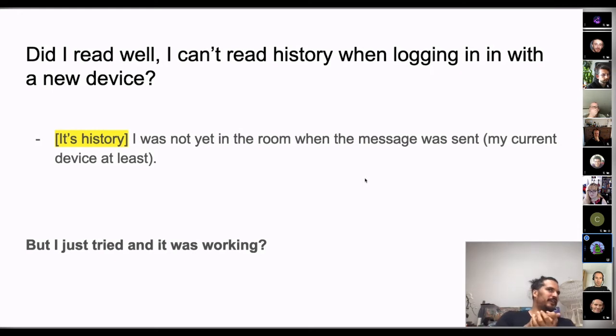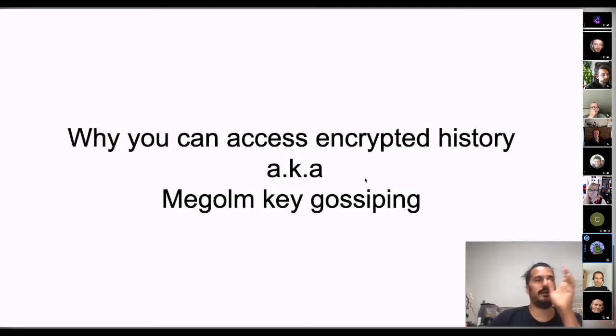Maybe you've noticed that I said I can't read history when I'm logging in with a new device. And I guess that, of course, you tried that and it was working. You log in with mobile, and then you were able to see what was in the room. So why can you access encrypted history? It's what is called Megolm key gossiping.